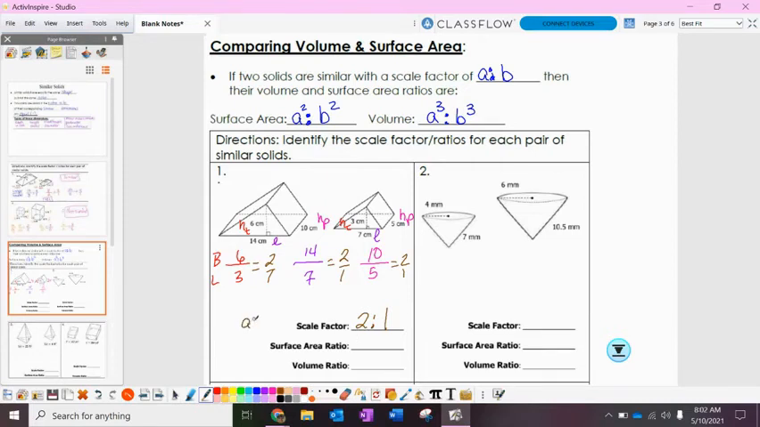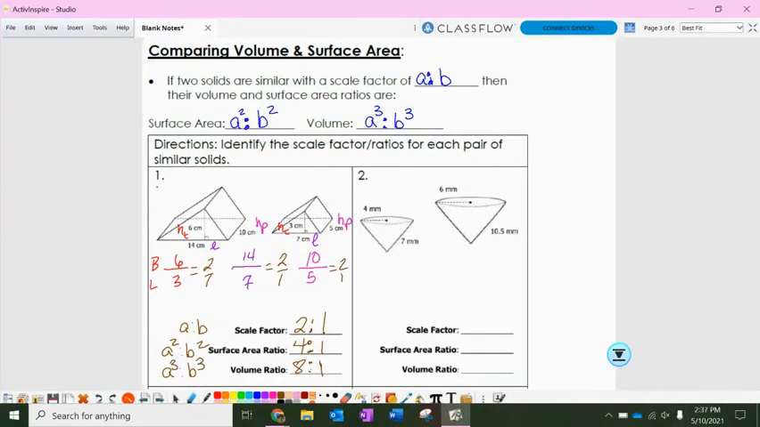Okay, now, if they have a comparison of 2 to 1, then their surface area will have a comparison. Remember, this is A to B. So the surface area will be A squared to B squared. So for us, that's 2 squared, or 4, to 1 squared, which is still 1. Okay. The volume ratio will be A cubed to B cubed. So again, that's 2 cubed, which is 8, to 1 cubed, which is still 1. Now that's interesting. When you get one, it behaves differently than other numbers.